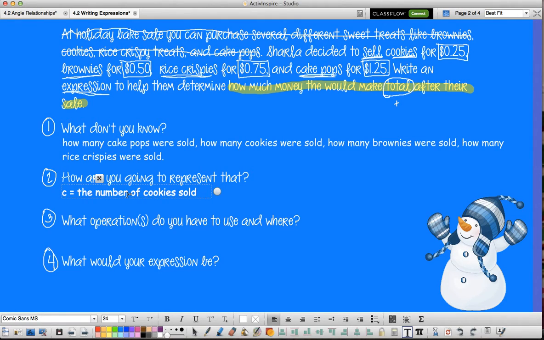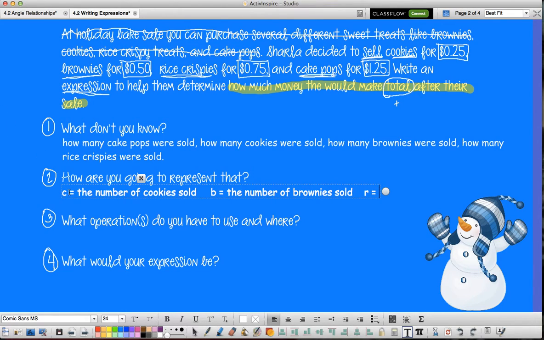Okay, and then I'm going to look at my next one, which was brownies, and I'm going to use B. So B represents the number of brownies sold. Okay, and then I have Rice Krispies. Now a lot of students would go RC, but RC is two variables, which would mean R times C. You can't use two variables to represent one thing. So I'm just going to use R, since I already used C over here.